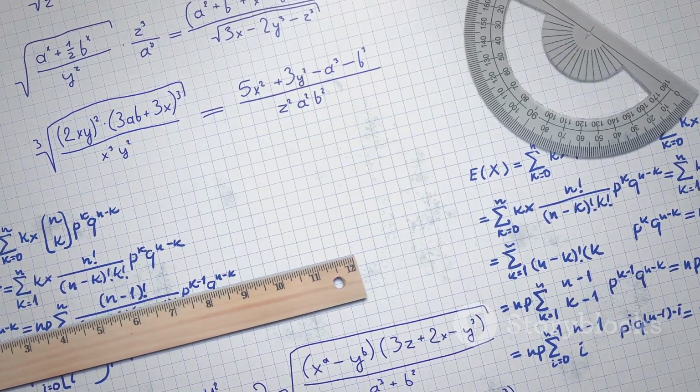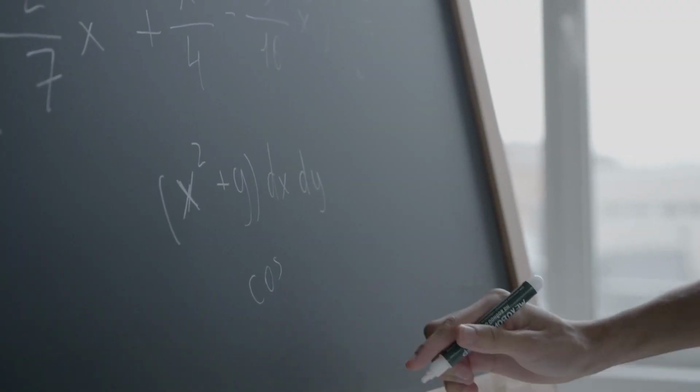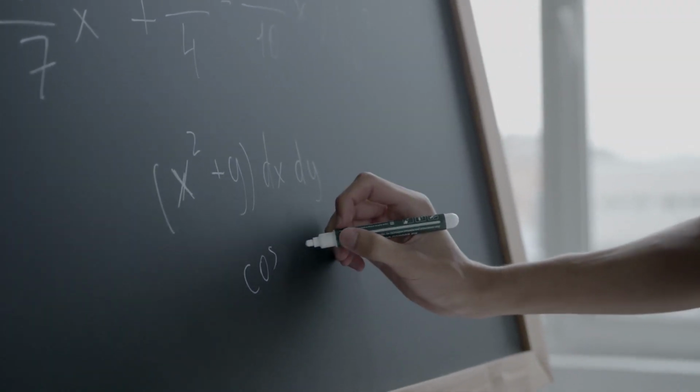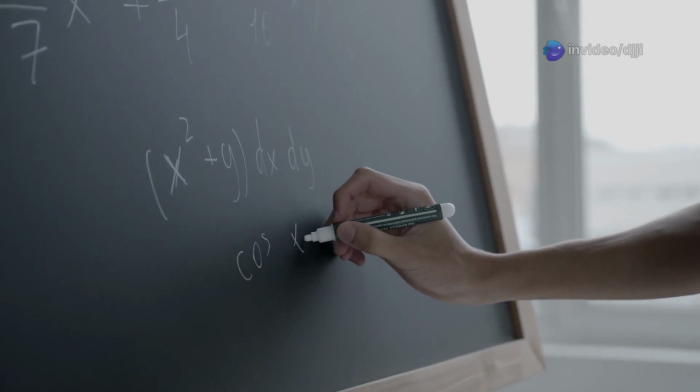Now for cosine, the identities are cosine of alpha plus beta equals cosine of alpha times cosine of beta minus sine of alpha times sine of beta. And cosine of alpha minus beta equals cosine of alpha times cosine of beta plus sine of alpha times sine of beta. For tangent, it's a little different.